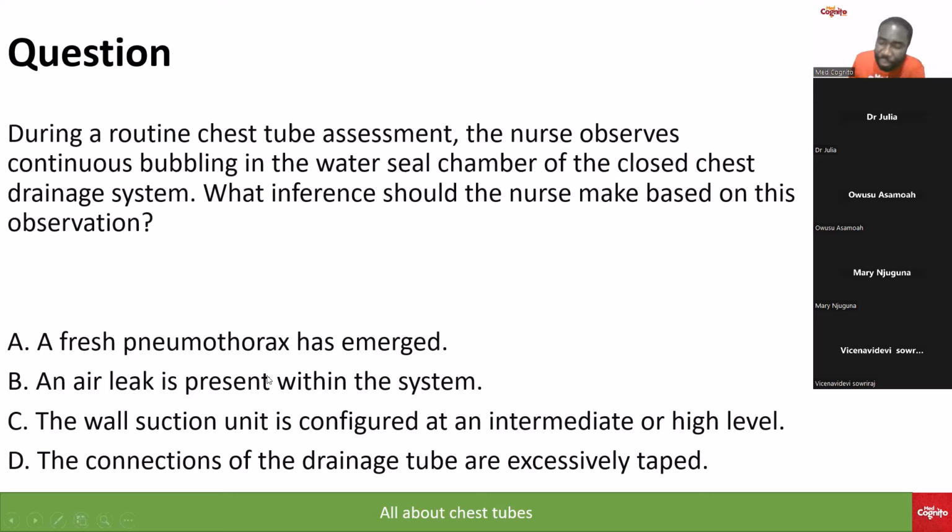During a routine chest tube assessment, the nurse observed continuous bubbling in the water-sealed chamber of the closed chest drainage system. What inference should the nurse make based on this observation? It means an air leak is present within the system. Fresh pneumothorax has emerged. The water suction unit is configured. The connection of the drainage tube is accessible. The answer is B.